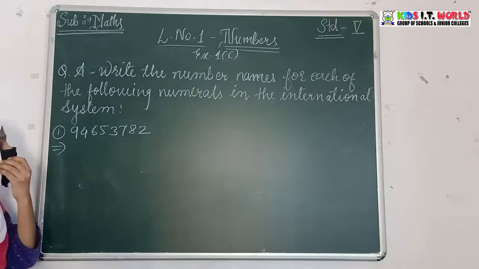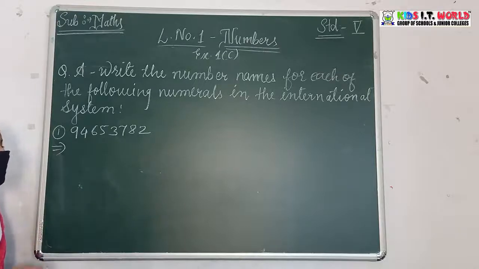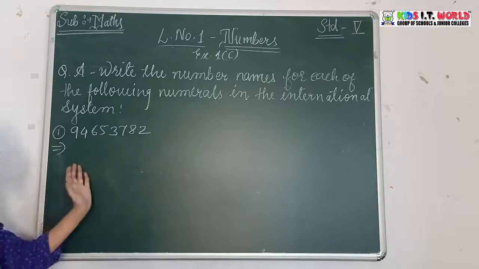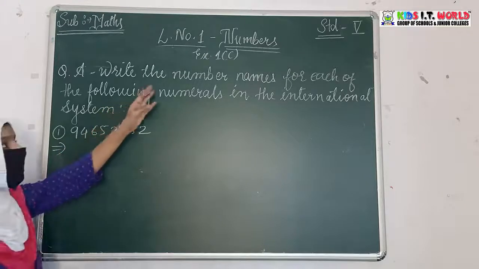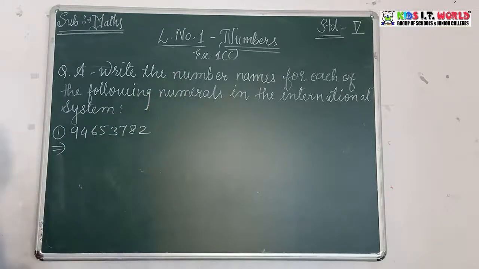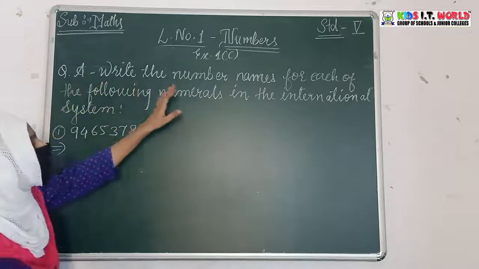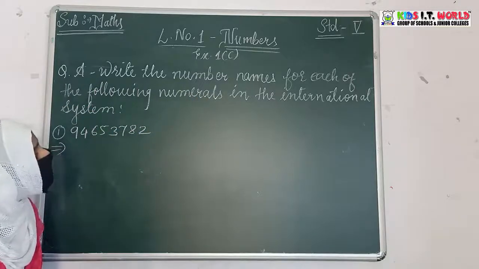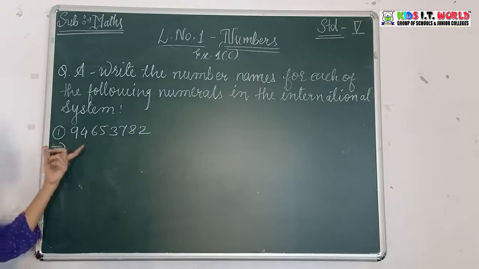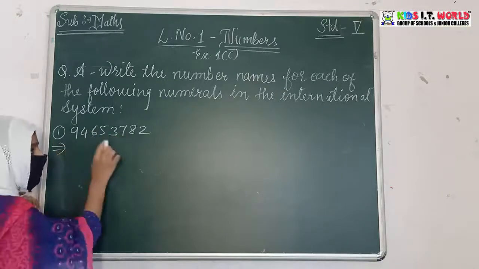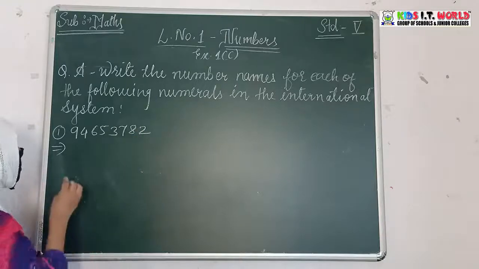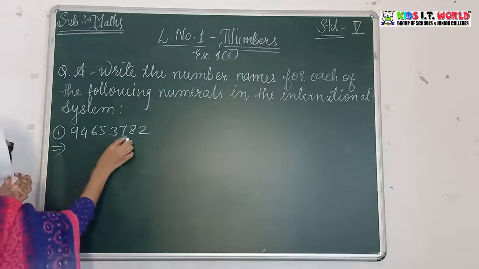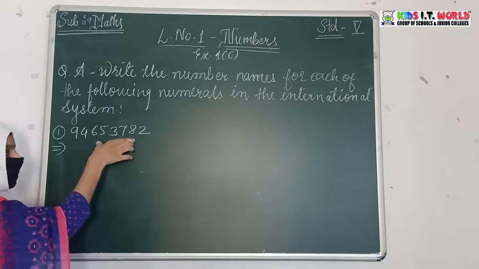Now come to exercise number 4C. In the previous one I told you about the international place value chart, and how to put the value in the international place value chart. Now we will start our next exercise. Exercise number 4C. Here question A is write the number names for each of the following numerals in the international system. Means you have to write these number names in the wording form by the international system. So first of all, you have to put the comma and separate it by the periods.